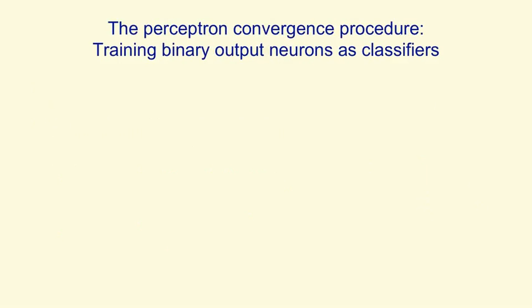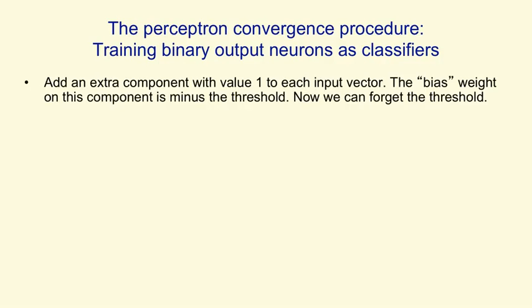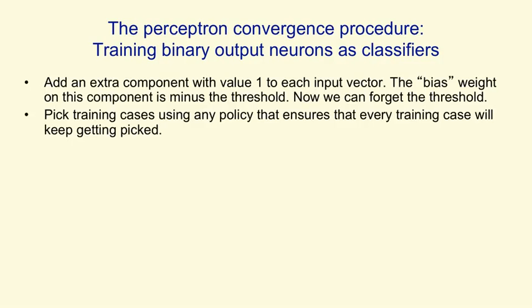So here's the very powerful learning procedure for perceptrons, and it's a learning procedure that's guaranteed to work, which is a nice property to have. Of course, you have to look at the small print later about why that guarantee isn't quite as good as you think it is. So we first add this extra component with a value of 1 to every input vector. Now we can forget about the biases. And then we keep picking training cases using any policy we like, as long as we ensure that every training case gets picked without waiting too long. I'm not going to define precisely what I mean by that. If you're a mathematician, you can think about what might be a good definition.